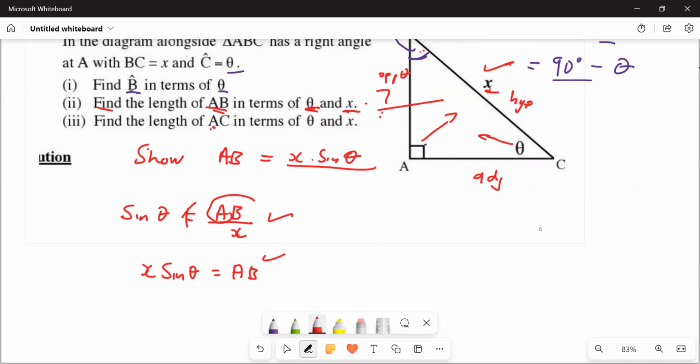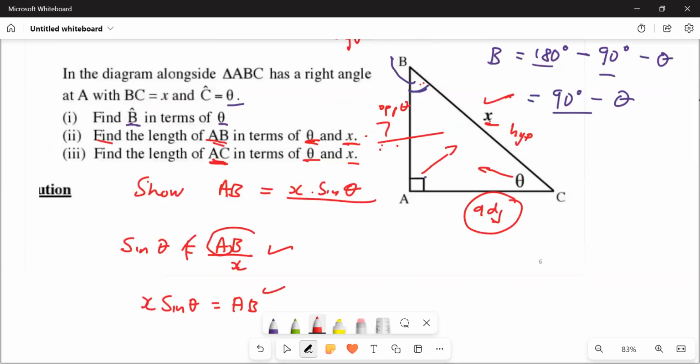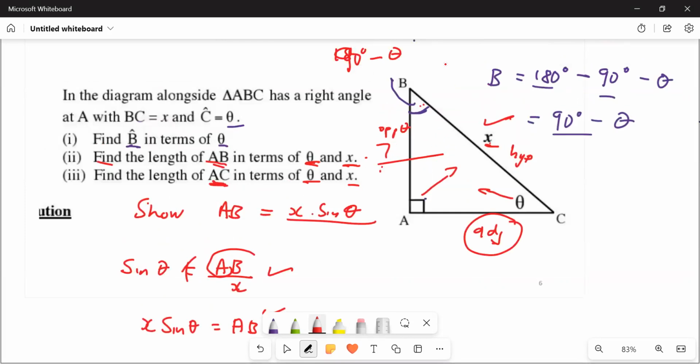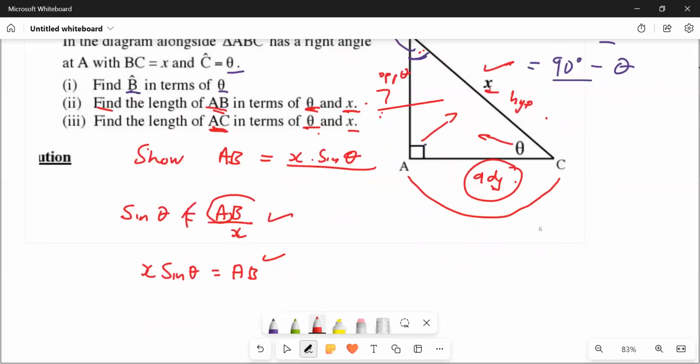Okay, we want to get the length of AC now. We want to know which one is going to be AC. And they say we should have theta, and we should also have x. So we want to have x, and we also want to have theta. We're calculating AC again. So we are going to use a trig ratio which has adjacent and hypotenuse.